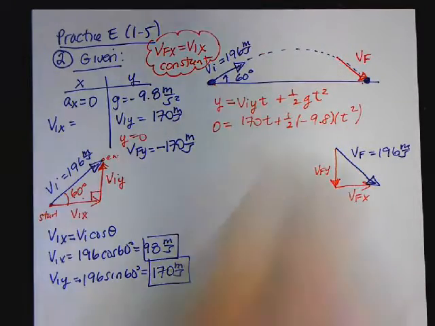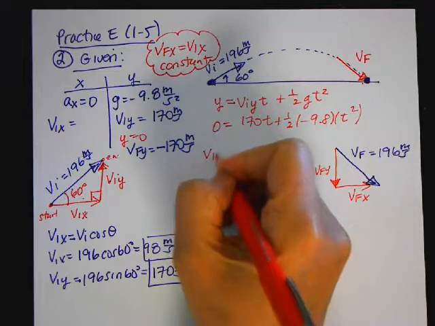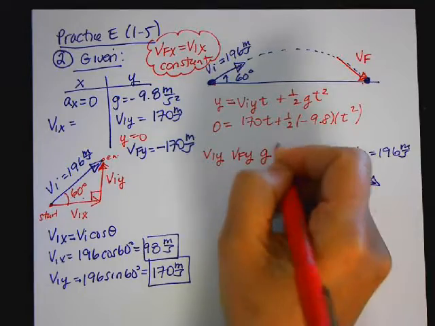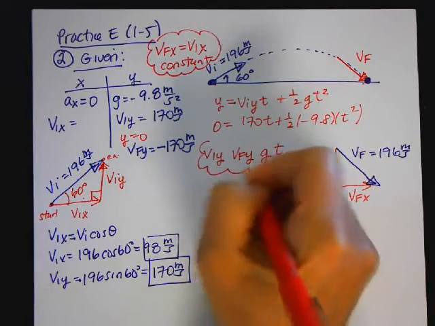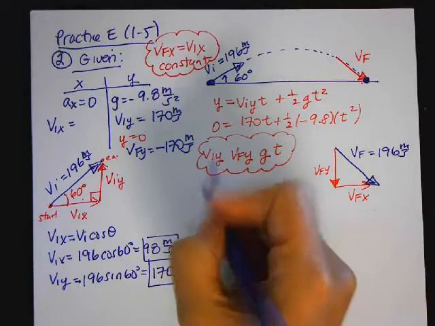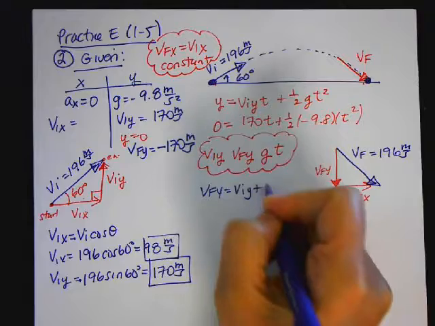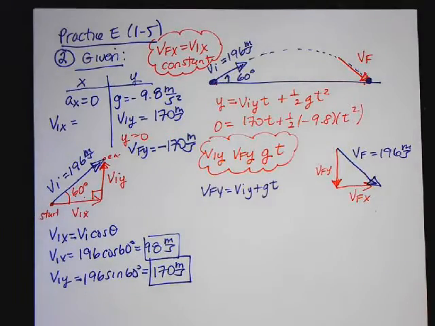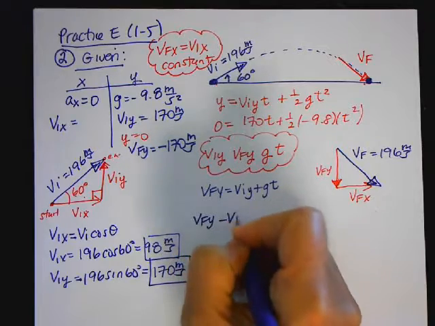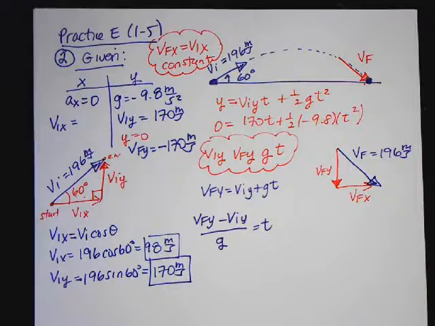So now when I want to find my time, I know VIY, I know VFY, I know G, and I want to find T. So I have my equation VFY is equal to VIY plus GT. So when I rearrange the equation, I have VFY minus VIY over G is equal to T.